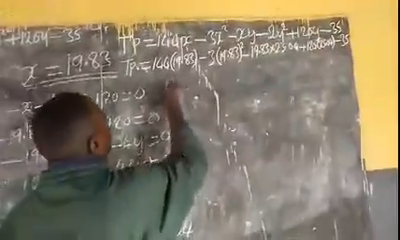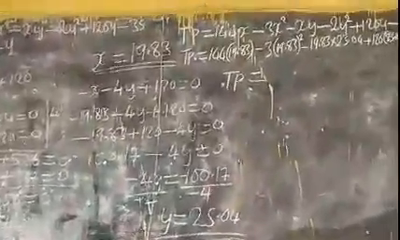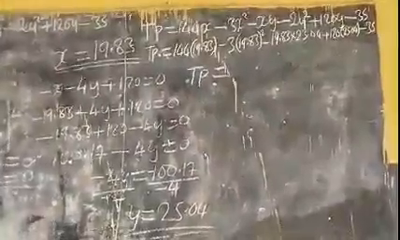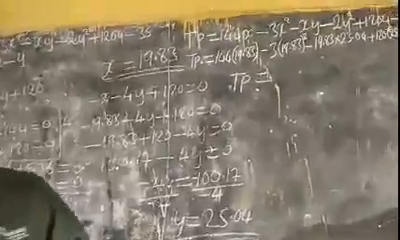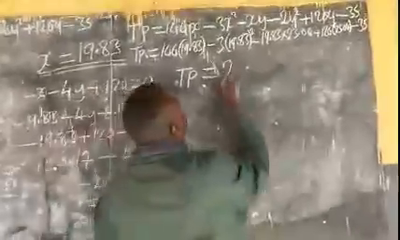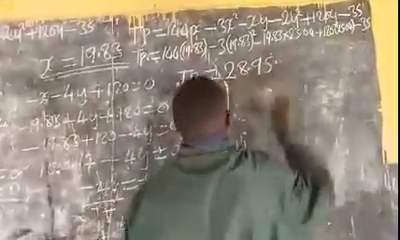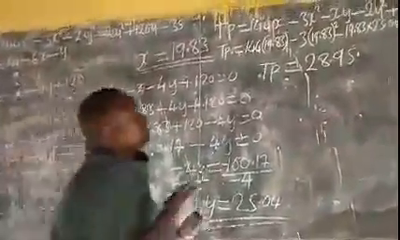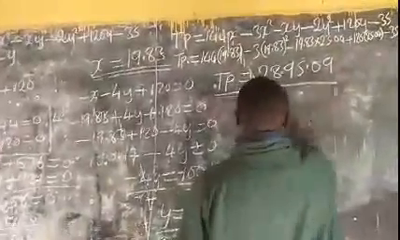Our total profit will be, if you enter that or you do that on your calculator, our total profit will be 2,895. 2,895 point what? 2,895.09. So that is our total profit.